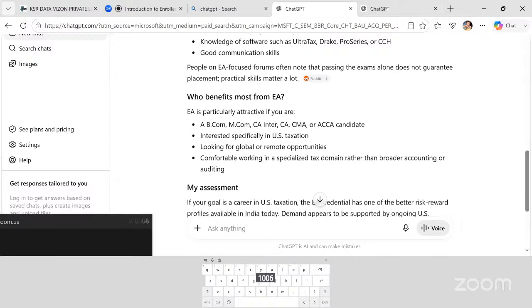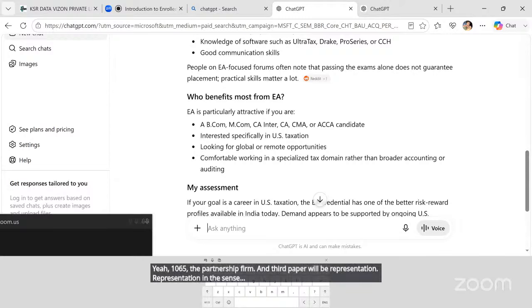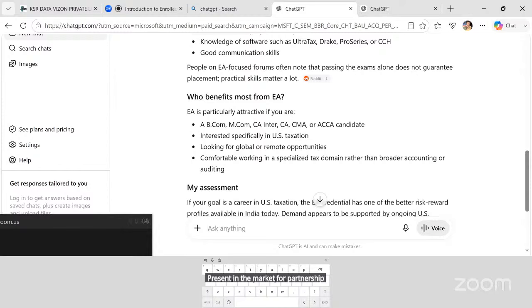Part number 2. It's part number 2, sir. 1065, the partnership firms. And the third paper will be representation. Representation in the sense, present in the market. For partnership, we have a lot of vacancies.